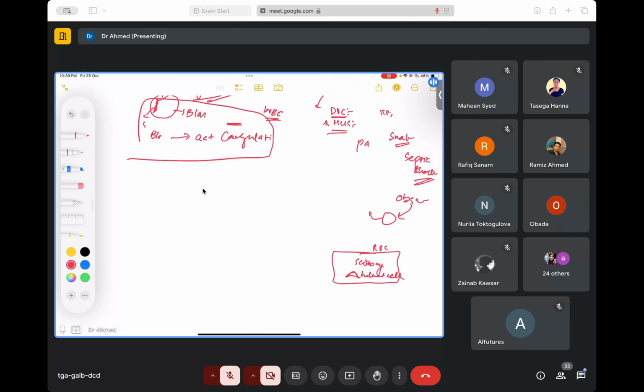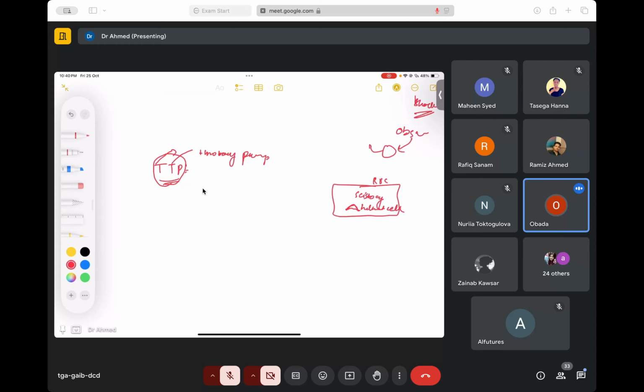One of the causes of microangiopathic hemolytic anemia can be TTP. What is TTP? It's basically thrombotic thrombocytopenic purpura. Thrombotic means you are going to see thrombotic events, and as a result of that thrombosis, the platelets are consumed, so you are going to see thrombocytopenia. And if you have thrombocytopenia, you will be seeing purpura. So can you tell me what happens in TTP basically?